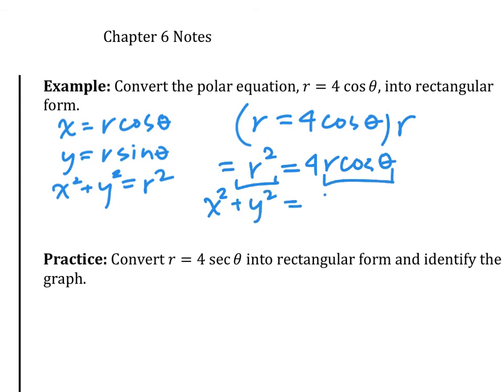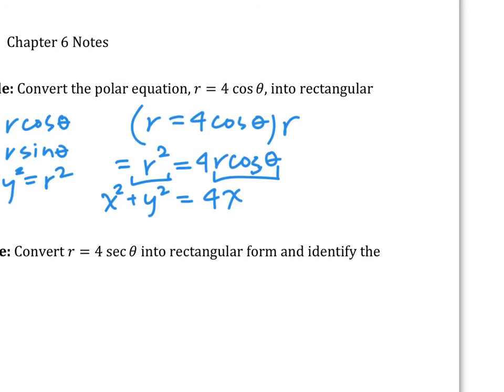R cosine is x. So I've successfully turned everything into x and y. Now, the next question usually they ask is, what kind of shape is this? This requires that you remember the conic section from last year. If I subtract 4x on both sides, plus y squared equals 0, this is something I need to complete the square on. So I'm going to group the x together, and then complete the square.